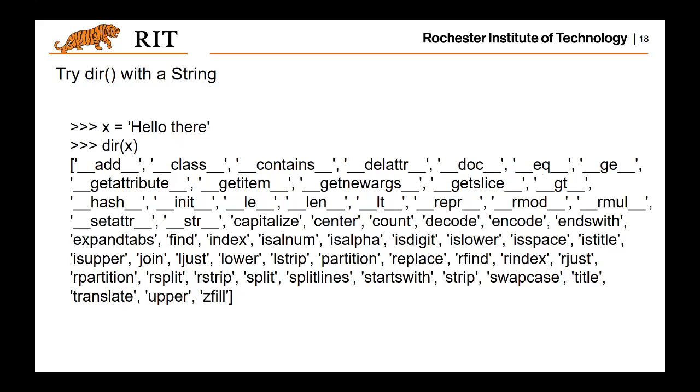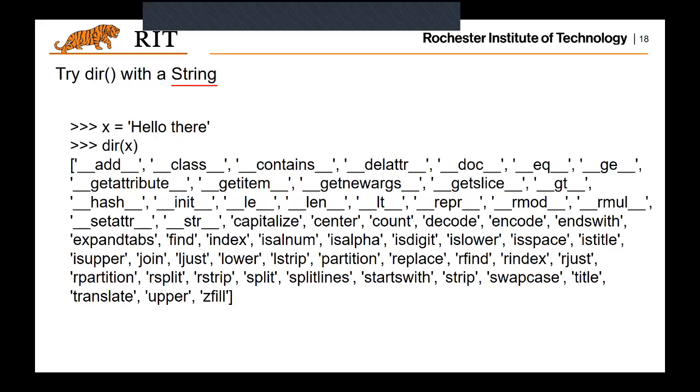If you apply the dir function to a string, let's say you defined a string X, and you call the dir function and apply it to this X, you will see all these methods as well as the attributes shown here, right? It's quite a lot, right?